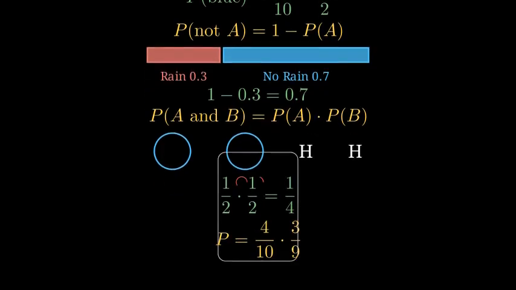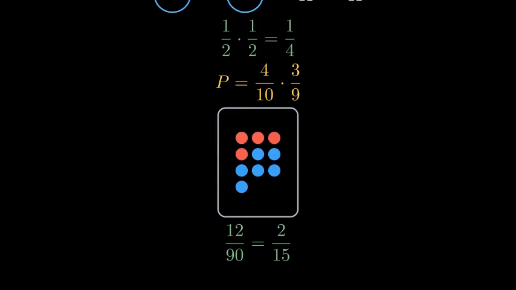Part 4. Dependent events. When events affect each other, update the total. Example, a bag has 4 red marbles and 6 blue marbles. What is the probability of drawing 2 red marbles without replacement? We multiply 4 over 10 by 3 over 9.